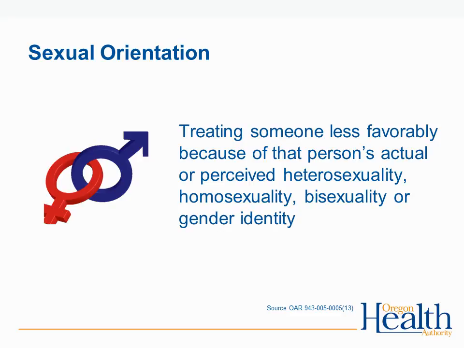Discrimination based on sexual orientation can include treating someone less favorably because of that person's actual or perceived heterosexuality, homosexuality, bisexuality, or gender identity, regardless of whether the individual's gender identity, appearance, expression, or behavior differs from that traditionally associated with the individual's sex at birth.